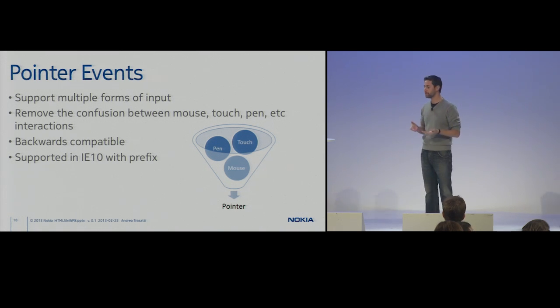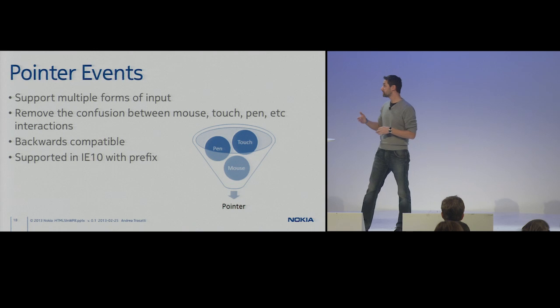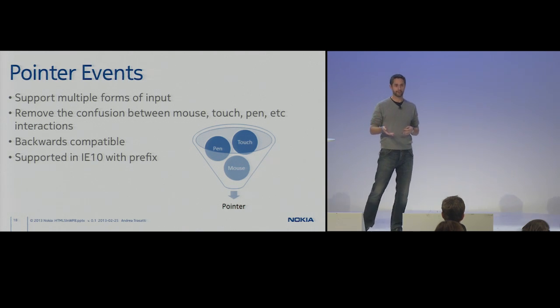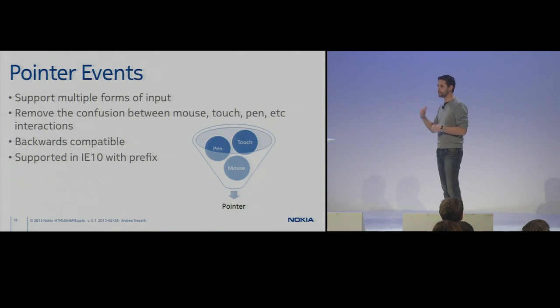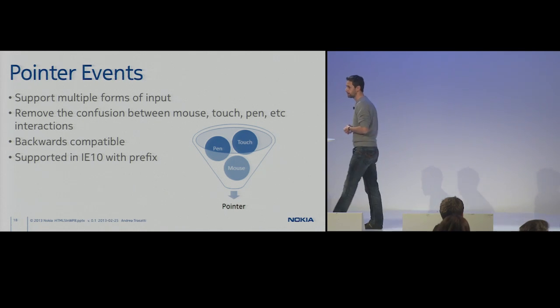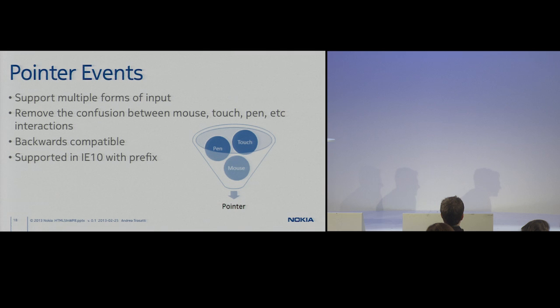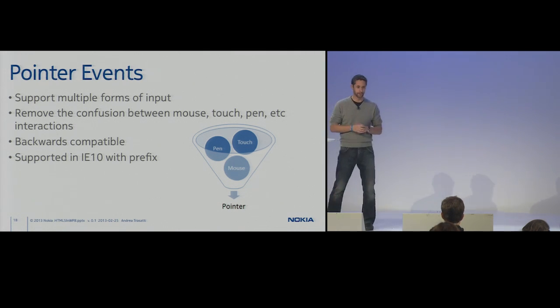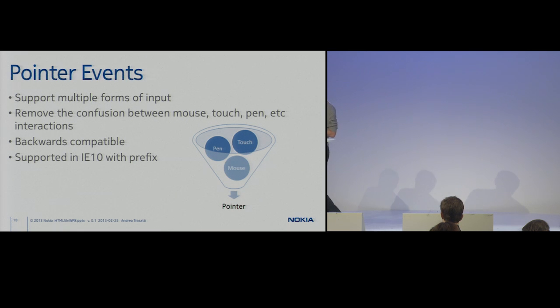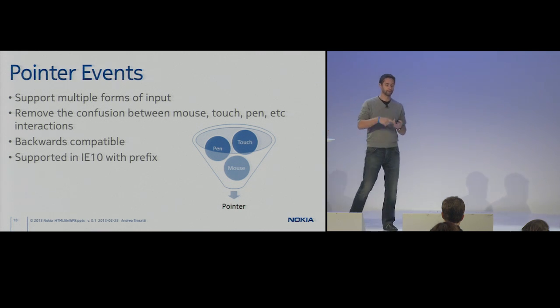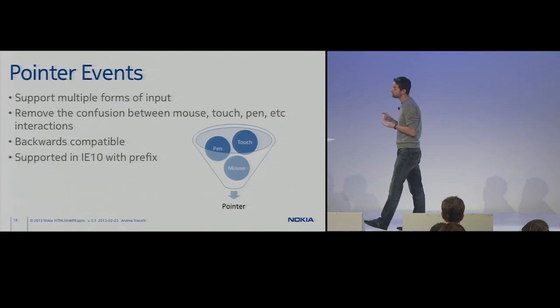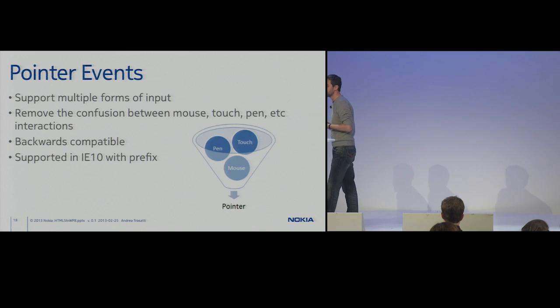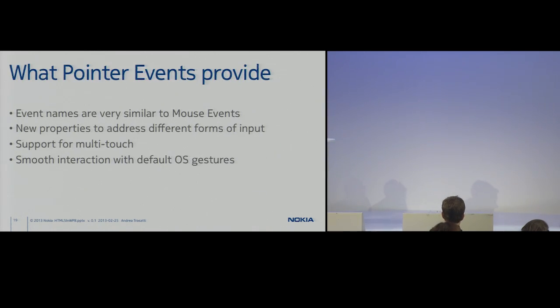They are backwards compatible because the specification says how the pointer events have to fall back onto mouse events. So if the page defines the mouse event, the pointer event knows how to treat it. And there's a clear algorithm for browser vendors to implement. It is supported currently only in IE10 with a prefix, so the MS prefix. Google and Mozilla are both looking at the specification, so we can expect probably an update to the current draft, and most of all implementation across many browsers.